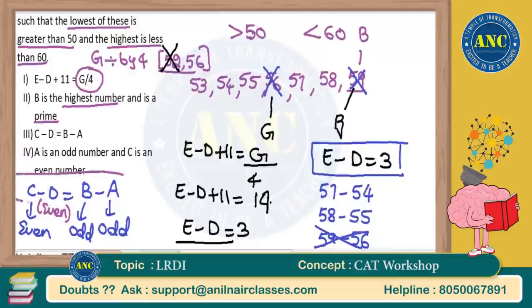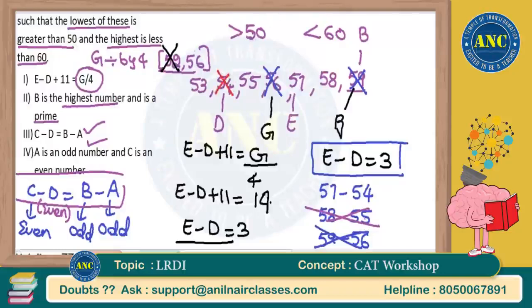According to point number 3 and point number 4, D value should be even. Here 55 is odd. So another value, D is 54. E is 57. D is 54 and E is 57.